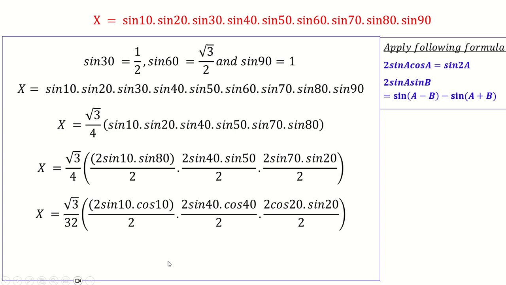Then I can apply the formula given there. Then I will get x equal to root 3 by 32 into sin 20 into sin 40 into sin 80. The sin 2A formula I applied. Okay. Now let's see the next.